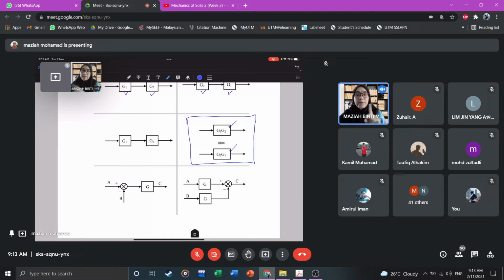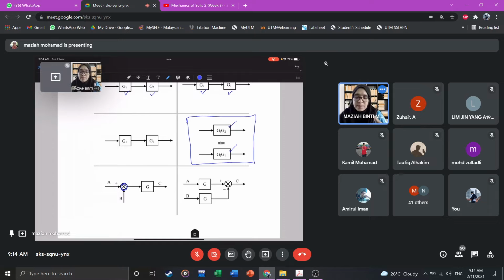Okay, first rule is series block. Okay, series block, you're going to multiply it. Second rule is summation point. Sometimes, due to the summation point, we will not be able to solve a series block or a parallel block. Later I will show you the parallel block. So due to the summation point and pickoff point, we cannot solve that.